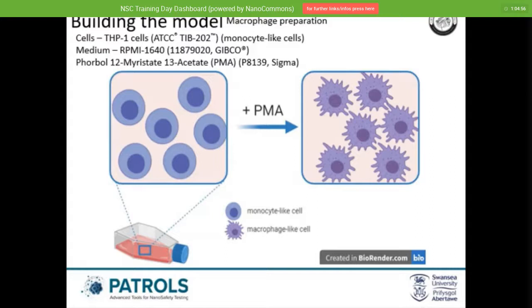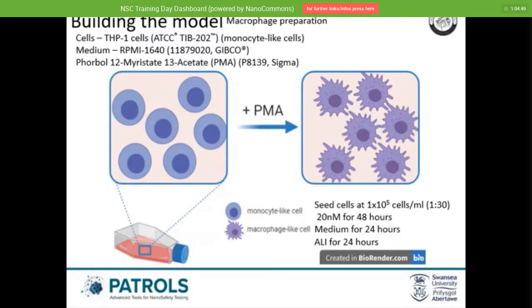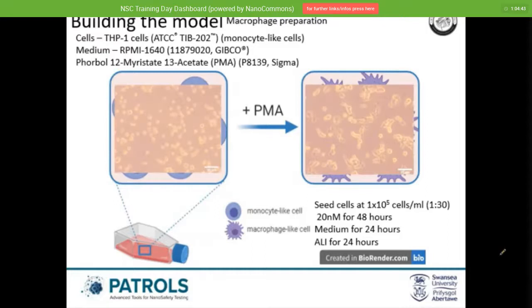So we seed our cells at 1 × 10⁵ cells per mil, and we add 20 nanomolars of PMA for 48 hours. We then change the media to fresh media, and we allow this media to be on for 24 hours before removing the macrophages from the flasks, seeding them onto the transwell inserts, and having them in an air liquid interface for 24 hours before doing our exposures.